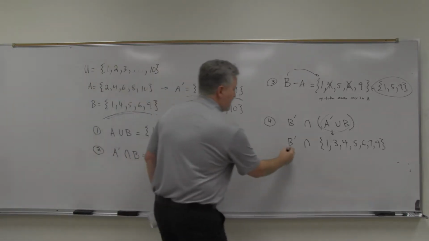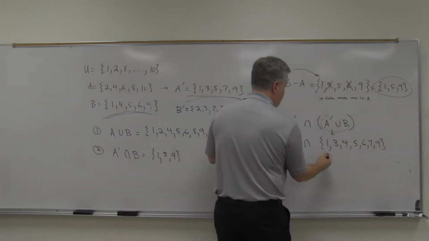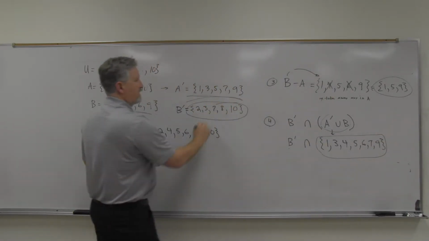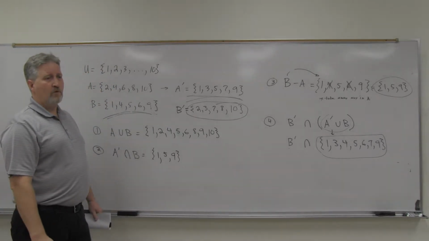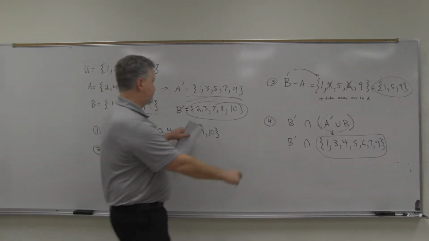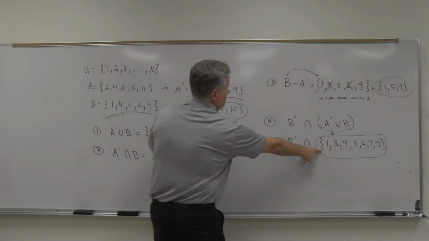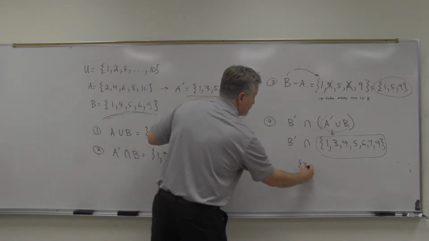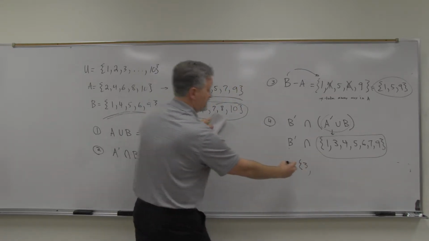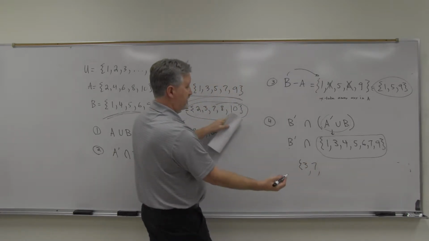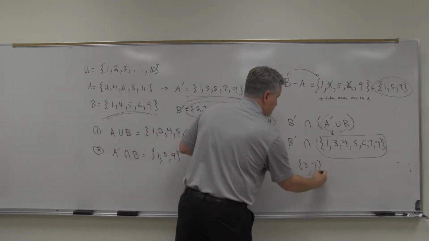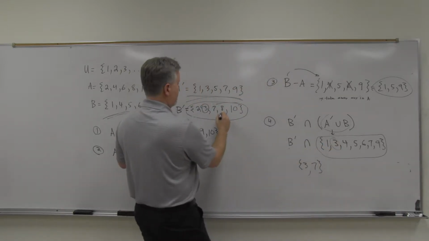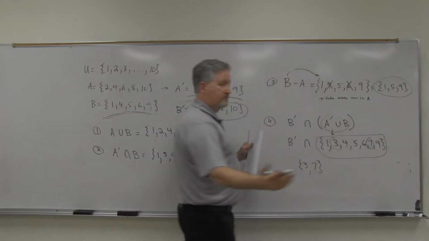So I'm going to take B complement, this set, and you need to write it down here, that's fine. So I take this set, compare it to this set, and I want the intersection of those. What's in common of those? So what's in common between this set and this set? Well, I got 3 in common. I got 7 in common. That's it, isn't it? That's all that's in common. I got 3 in both. I got 7 in both. That's it. Okay.